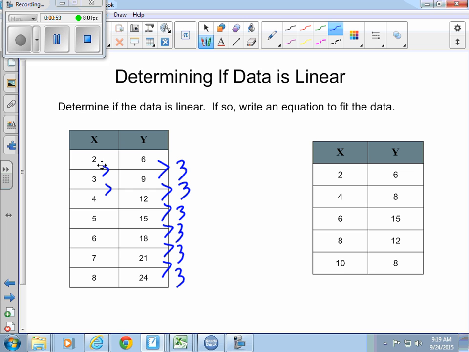So aren't the slopes all 3? 3 over 1, 3 over 1, 3 over 1, 3 over 1. This is linear. It is a linear equation with a slope of 3.